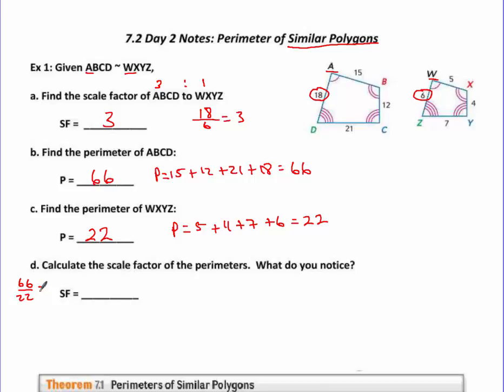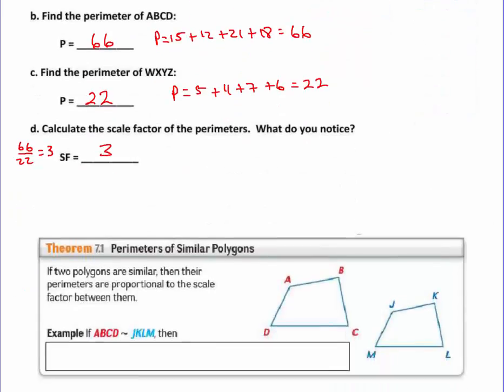66 over 22 is also 3. So whatever the scale factor for the sides is, the scale factor of the perimeter is the same thing. And hopefully that makes sense to you because the perimeter is just all the sides added together.